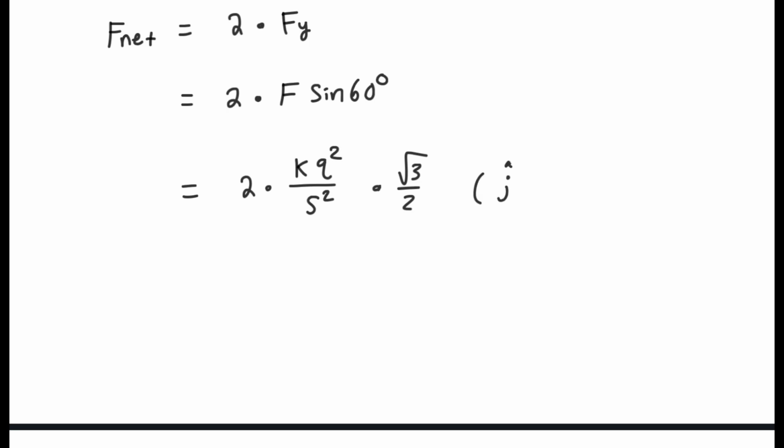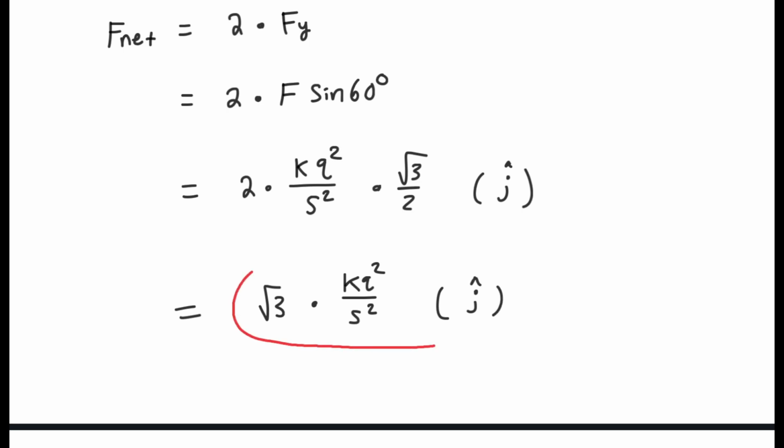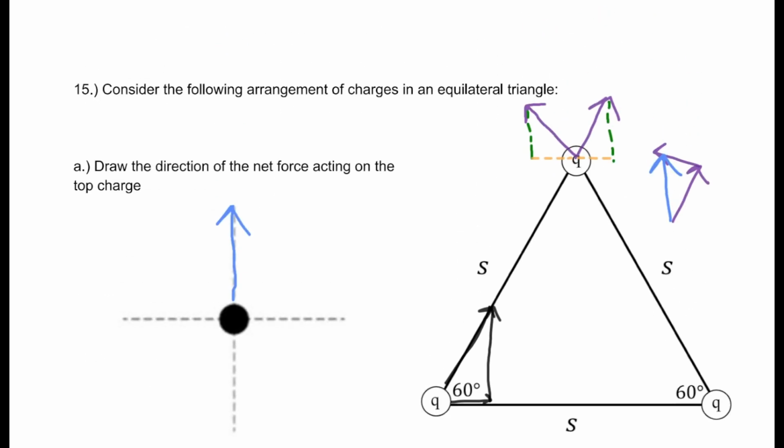And this would be in the upwards direction. So then we can cancel our 2's, and we'd get our answer is just root 3 times kq squared over s squared, and then that net force is in the j hat direction. So that would be how we get our net force here. Because again, we just had to use symmetry.